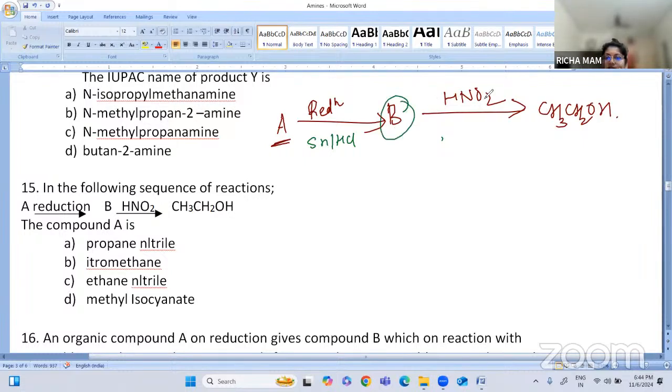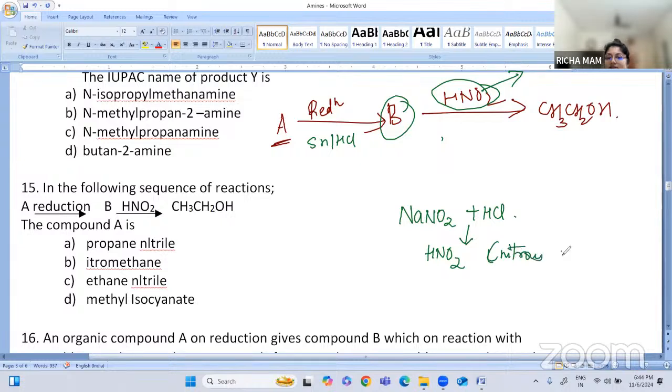So here, HNO2. What is the role of this HNO2? When NaNO2, sodium nitrite, reacts with HCl, what is generated? Nitrous acid. This is called nitrous acid. So this is used for diazotization.